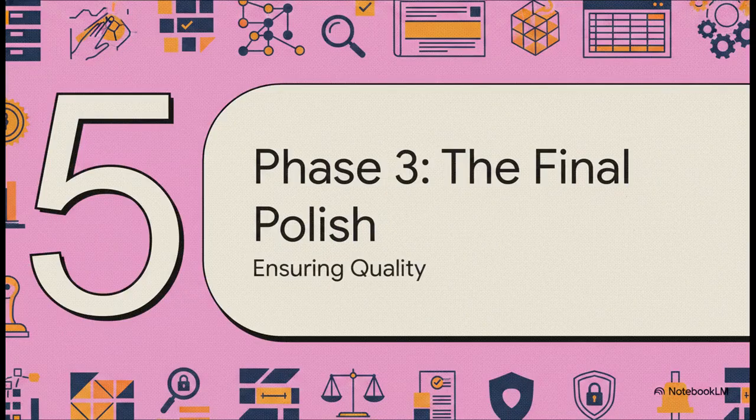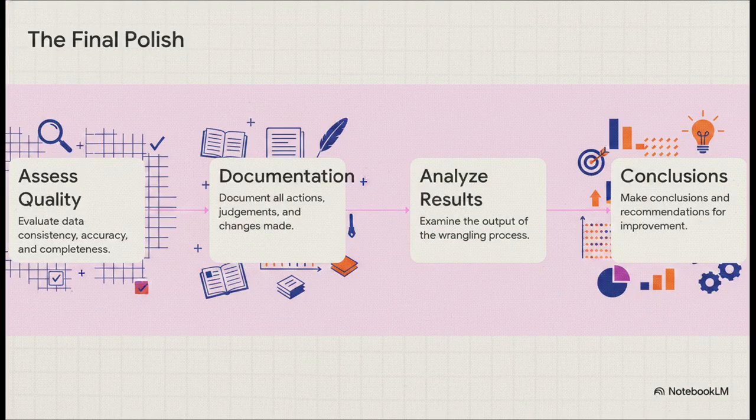Whew! After all that intense cleaning and transforming, we finally make it to the last phase. This is all about putting that final polish on our work, making sure it's high quality, and, this is key, making sure other people can trust and understand what we did. So here's how we wrap it up. We start with a serious quality check to make sure everything is accurate. Then, and this is so important, we document every single step we took. After that, we can do a little preliminary analysis to see if we're on the right track, which then lets us draw our final conclusions and make recommendations.